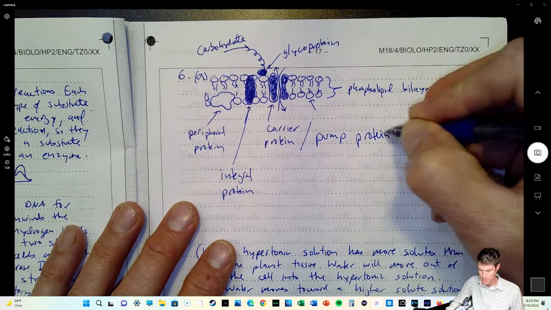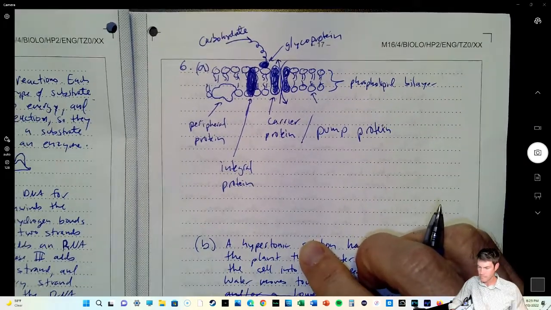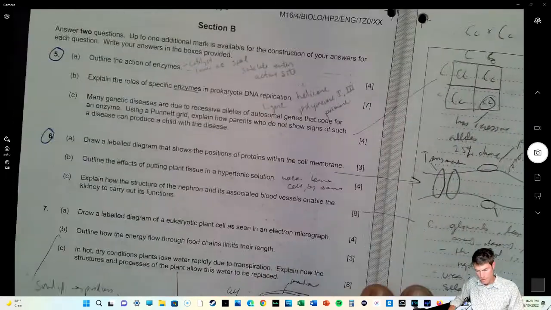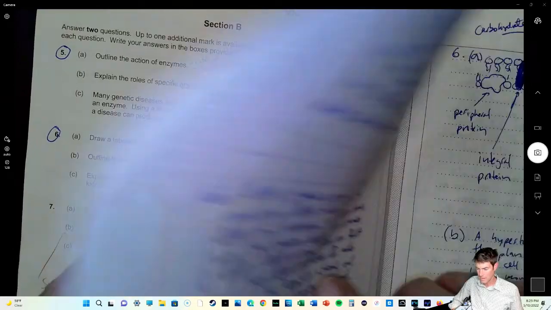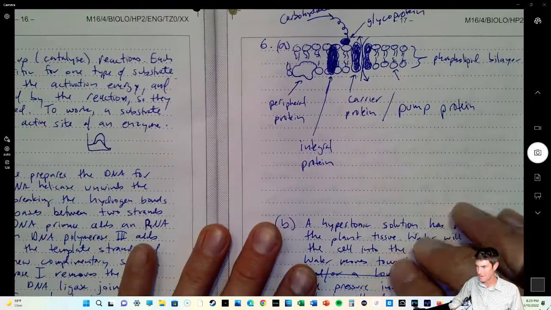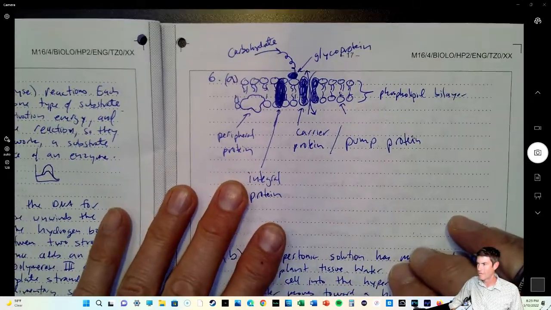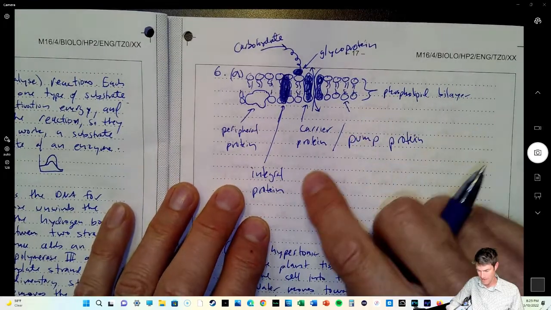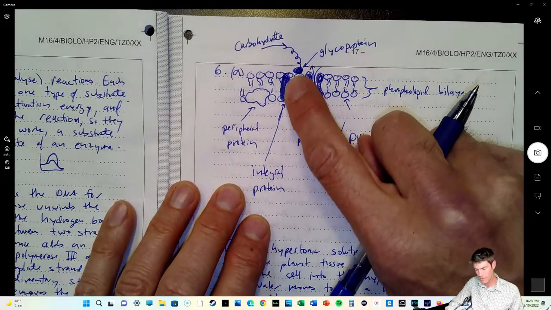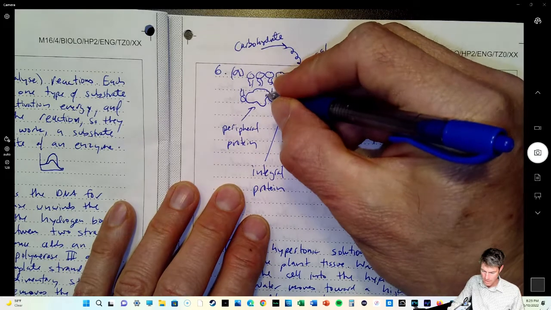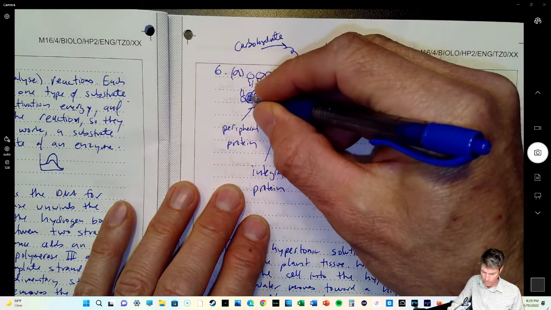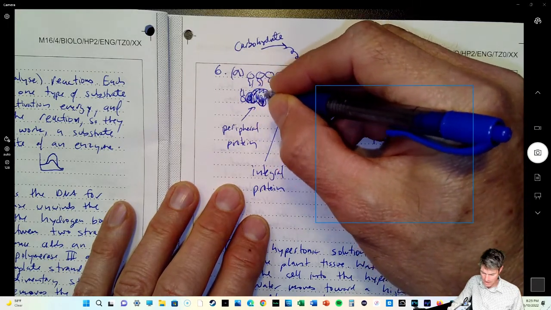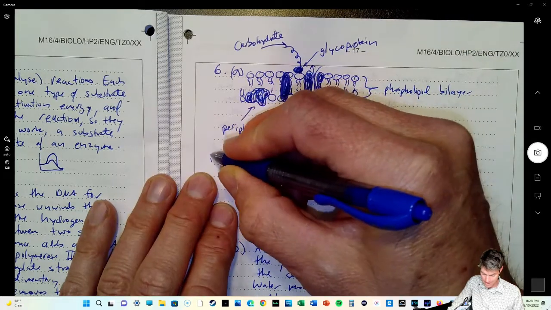Just make sure you label it. I think they mentioned label diagrams. So yeah, make sure you label your diagrams. I normally force you guys to do everything labeled. Anyway, here's the integral protein going through. Here is a peripheral protein. It kind of sticks on the end, and this could be like an immobilized enzyme.